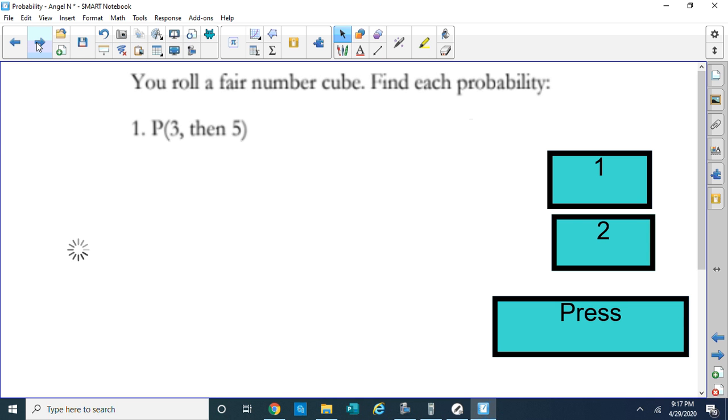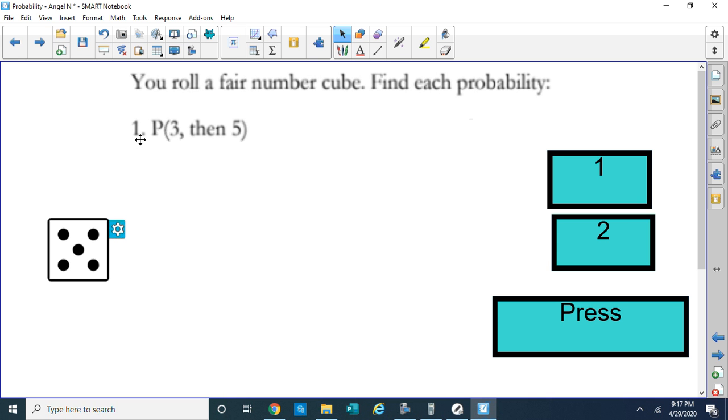All right, so here's our first question. You're going to roll a fair number cube. That's a dice cube. And we're going to find the probability of each one of these questions. So here P stands for probability. Our event is we want a 3, and then we want a 5 in rolling a cube. I see we have a 5 already.